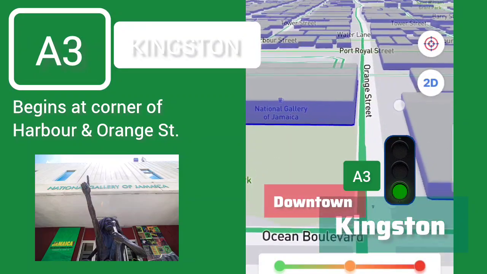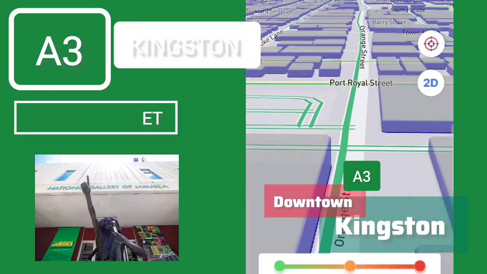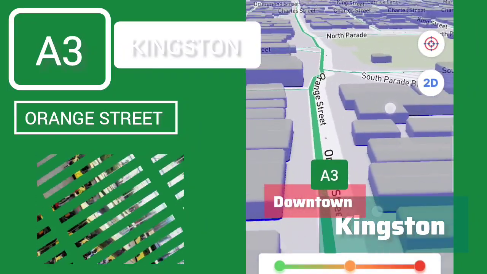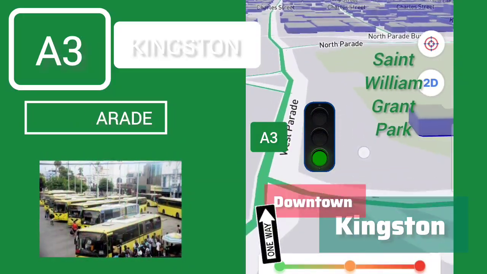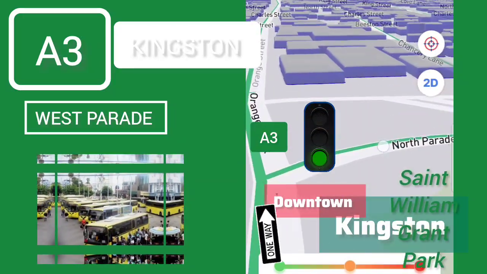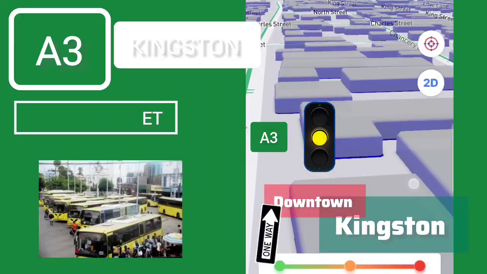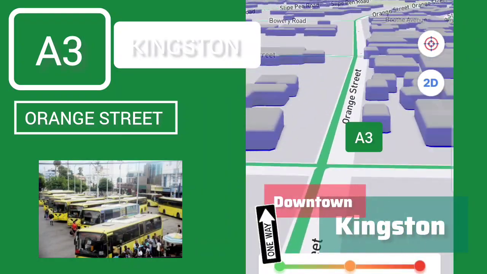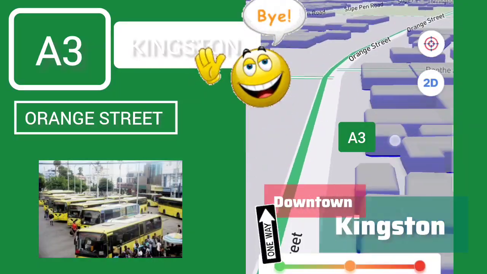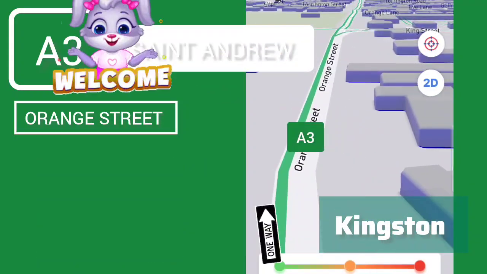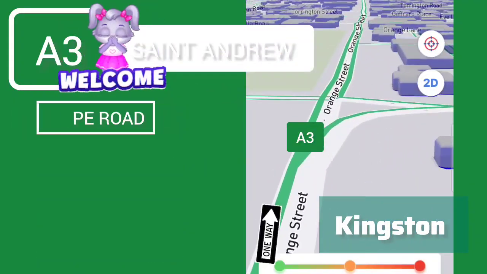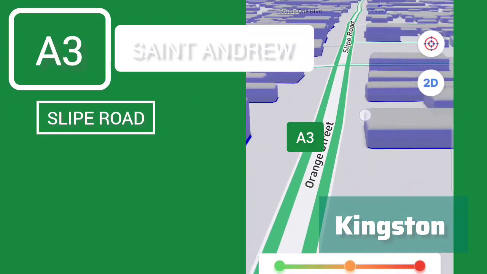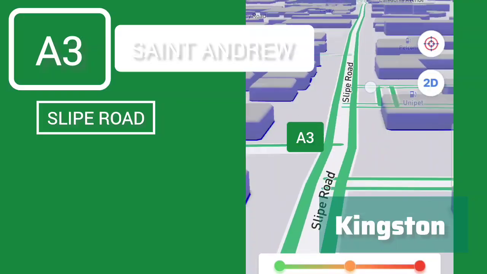So we're zooming down at Orange Street and we're heading north along Orange Street, all the way up to the parades. We're here at South Parade and West Parade, and then North Parade, and then back onto Orange Street. Heading north along Orange Street. Moving on to Slipe Road. Still heading north.